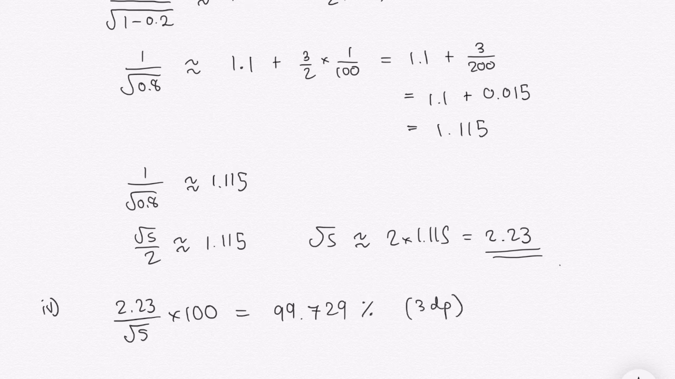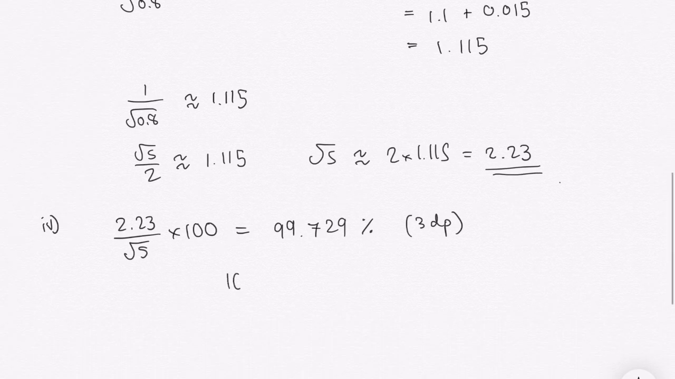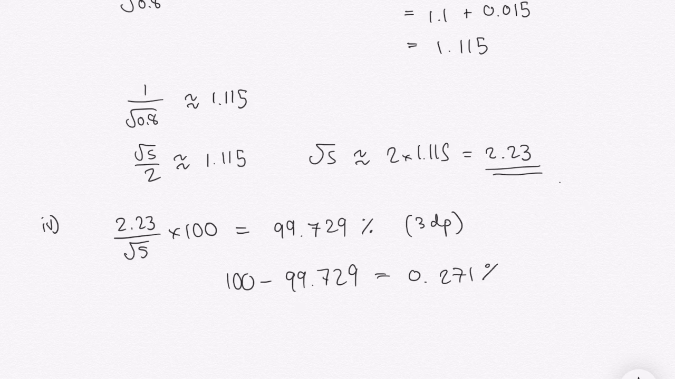So what error have we got there? Well, notice that it says that it's slightly less than 100% of what it should be, so it's a slight underestimate. If we do 100 subtract our 99.729, we get 0.271%, so we have a percentage error of 0.271% to 3 decimal places, which is not bad really. We've shown that just by taking the first 3 terms of the binomial expansion, we can approximate the square root of 5 to an error of 0.271%. And I think that's really quite good.